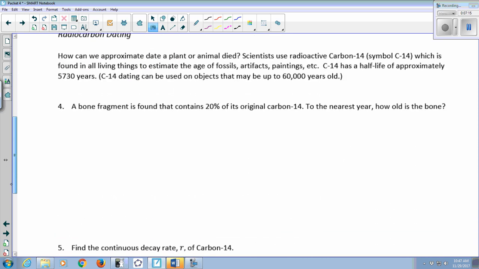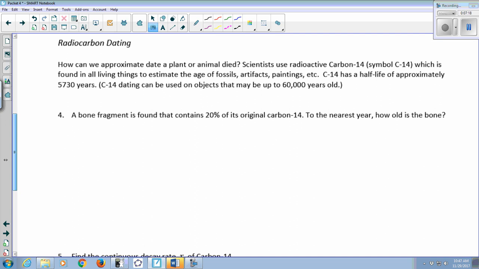All right, let's look at an example using carbon dating. To find the approximate date that a plant or animal died, we use C14 carbon dating. It's a radioactive substance found in all living things, and we can use it to estimate age, because we know that its half-life is approximately 5,730 years. Let's say we have a bone fragment found to contain 20% of its original carbon-14. To the nearest year, how old is the bone?